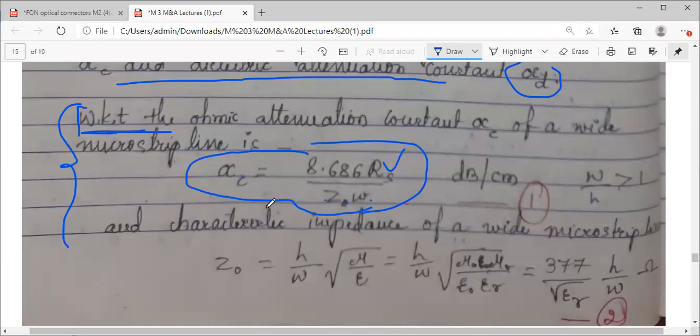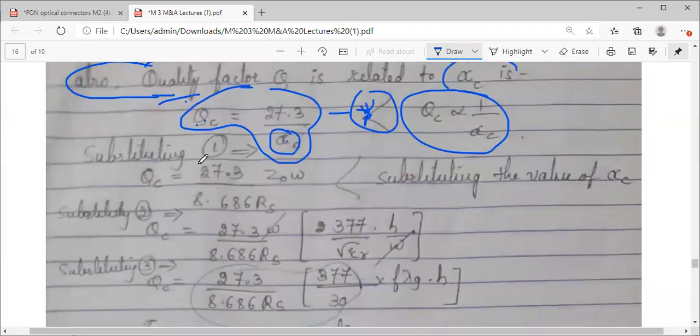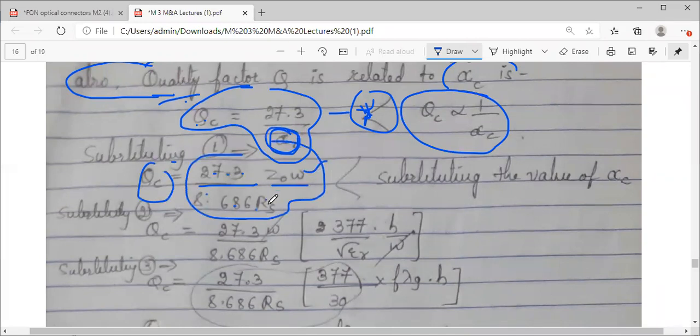And you can see alpha C, I can substitute it here directly. If I substitute the alpha C value, what will I get? QC is equal to 27.3 divided by alpha C, that is 8.686 RS divided by Z naught into W, so that will go to the numerator, it will become Z naught into W. I have substituted. But you can see in this RHS, further how many terms are there? There is a width, a geometric term, there is RS and there is Z naught. So I will take the reference of the previous equations. We know the characteristic impedance Z naught value for the microstrip line already. We even know what is RS. So I will take both equations and substitute.